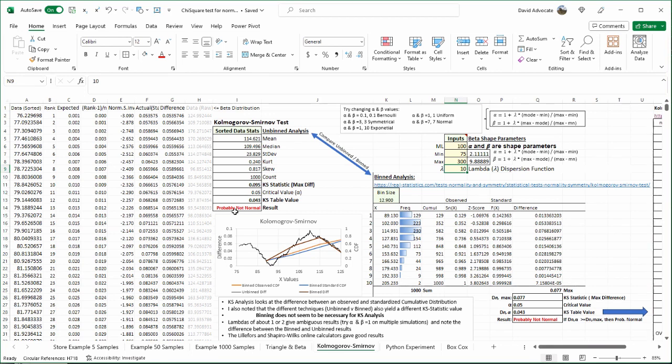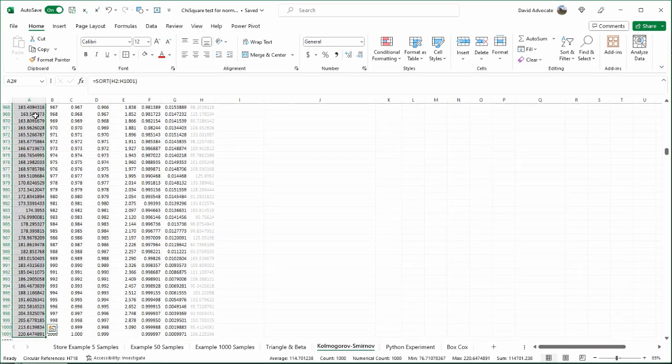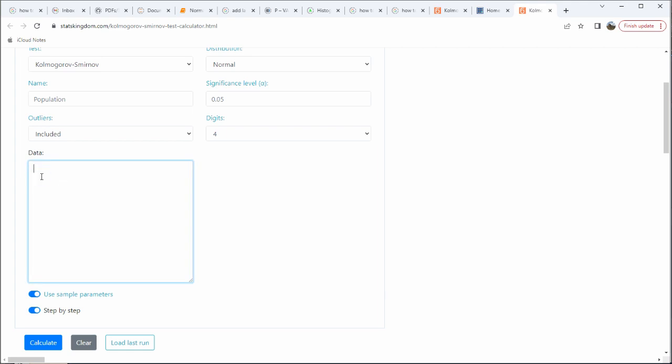Probably not normal, probably not normal. Let's do this a few times, see what we get. It's consistently giving a probably not normal answer. Let's see what the online calculator does. So again, we'll copy the data, switch to the online calculator, we'll clear what we had in there before and paste in our new data, and we'll calculate.